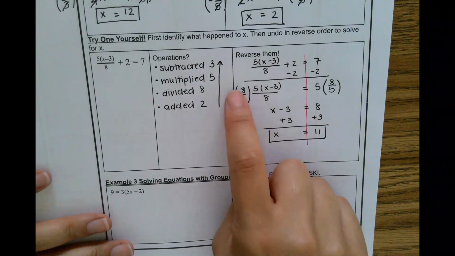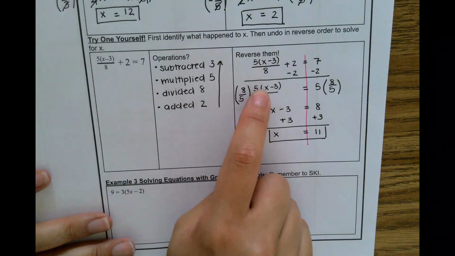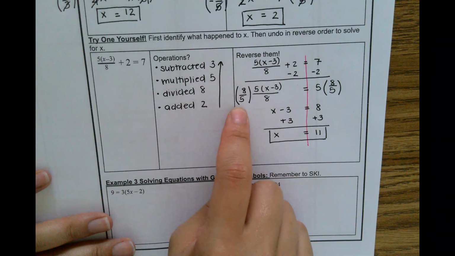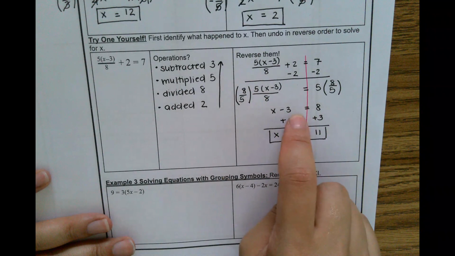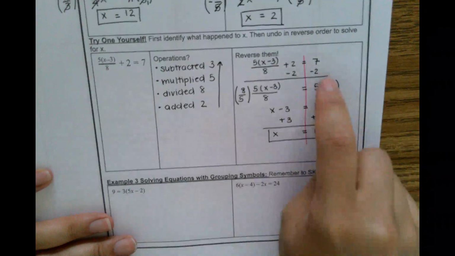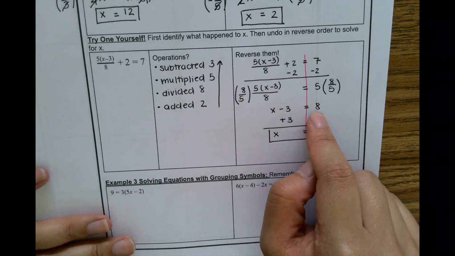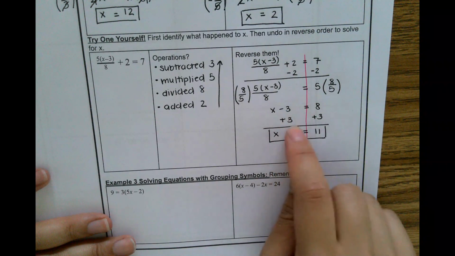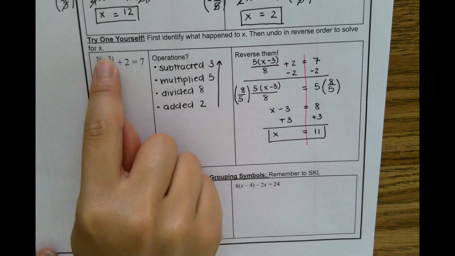And so this takes care of the divide by 8 by multiplying by 8. It takes care of that multiply by 5 by dividing by 5 here. So that cancels out, leaving me with x minus 3 here. And then the 5 cancels out to 1, leaving me with just the 8. Then the last step, all I have to do is add 3 on both sides. I get x equals 11. And that's my answer. I can always go back and check it by plugging 11 in and seeing if it is true.